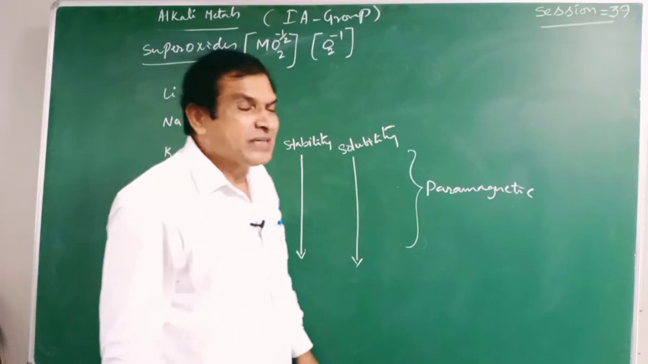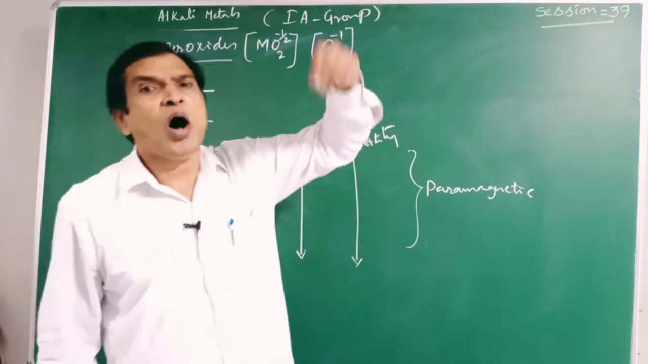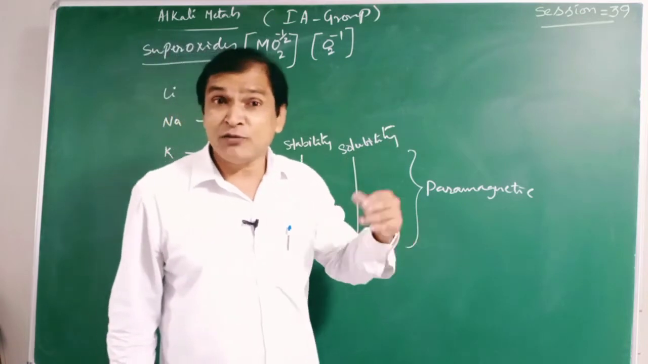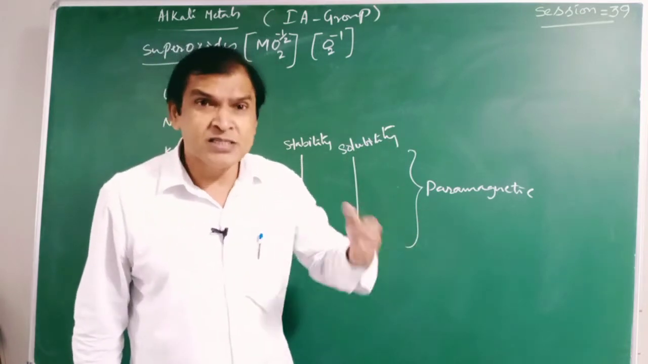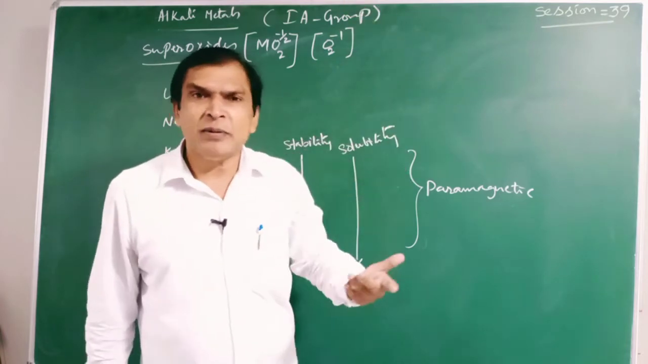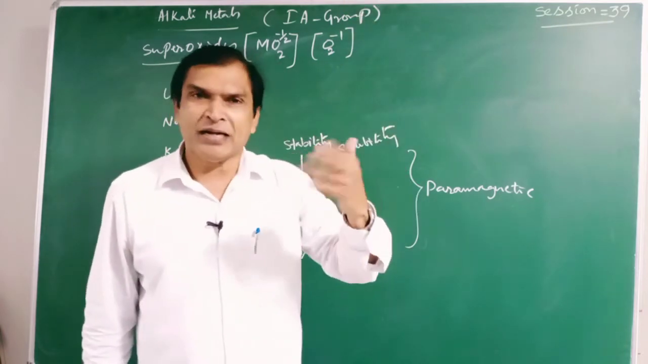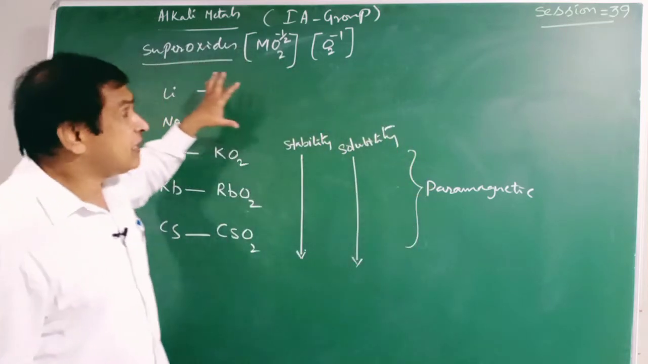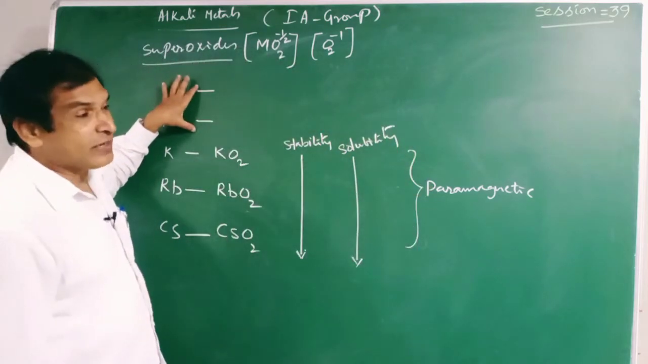What can the alkali metals form? All alkali metals can produce monoxides. What can the alkali metals not form? Peroxides, except lithium. Lithium cannot form peroxide. The rest of the alkali metals can form stable peroxides. Which alkali metals cannot form superoxides? Lithium and sodium cannot form superoxides.